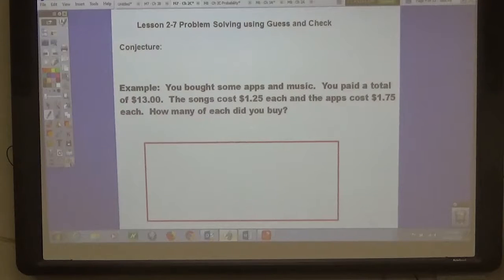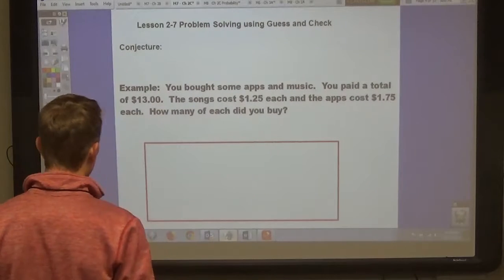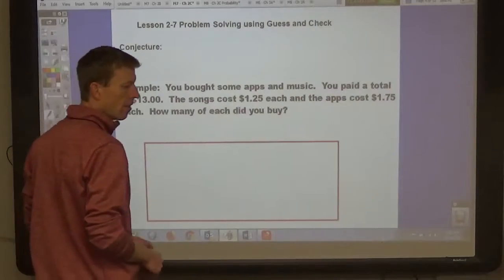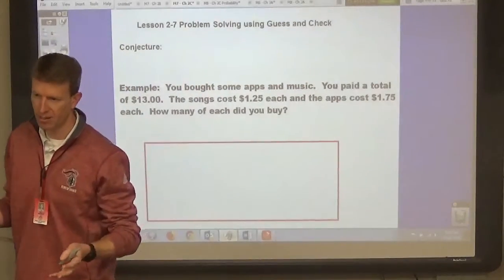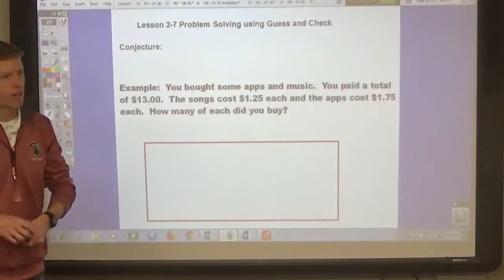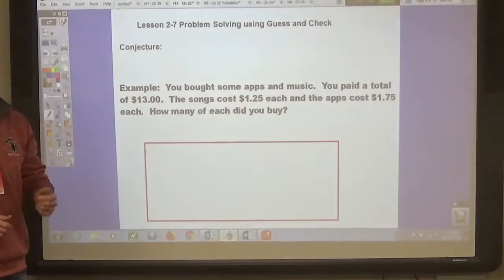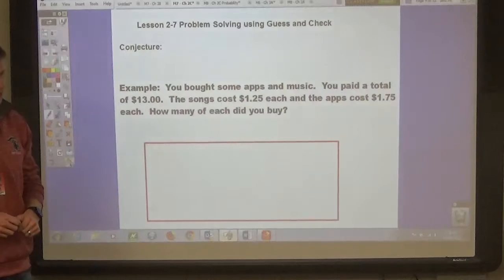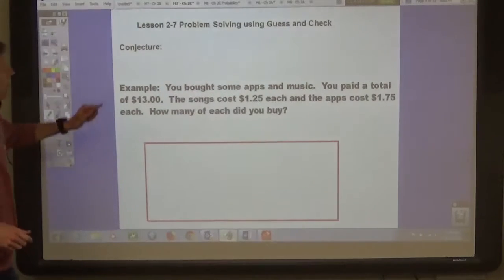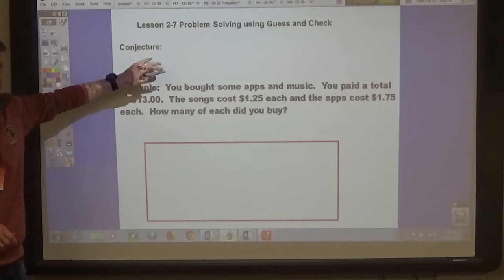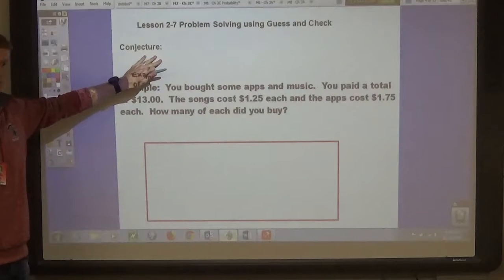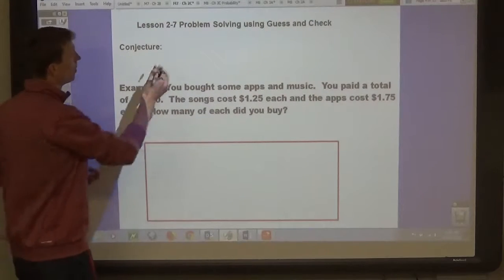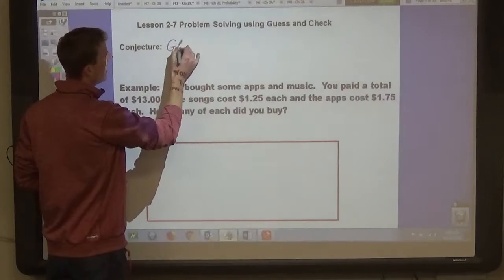7th grade, in lesson 2-7, we're going to talk about one method of solving problems, and that is called guess and check. But the type of guess that we're going to make when we're guessing and checking is going to be an informed guess, or an educated guess, or a guess based on some information. We call that a conjecture.